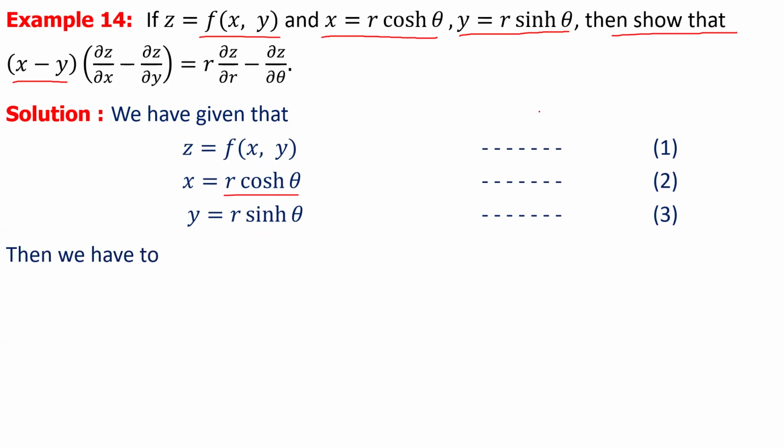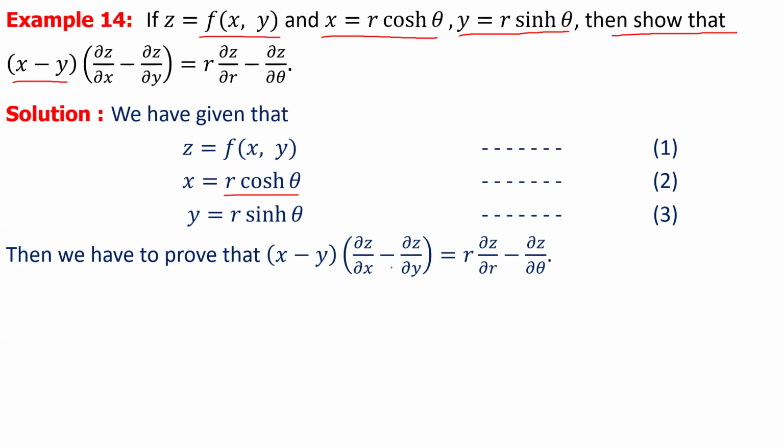Now we have to prove that (x minus y) times (del z del x minus del z del y) is equal to r del z del r minus del z del theta. If we see the expression, z is the dependent variable on both the left hand side and the right hand side. But on the left hand side, x and y are independent variables, and on the right hand side, r and theta are independent variables. So this is again a problem based on change of independent variable.